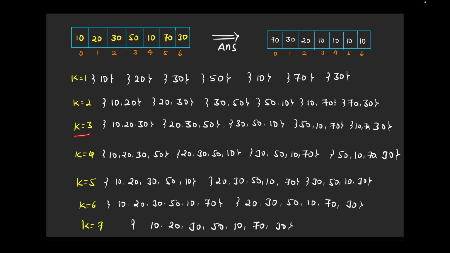So let's move on to the subarray of size 3. Which one is the minimum? 10, 20, 10, 10, 10. Which one is the maximum? 20 is the maximum. So the answer is 20.